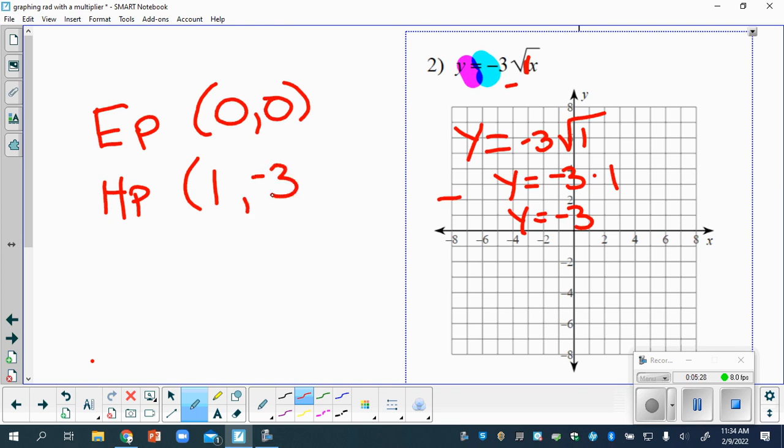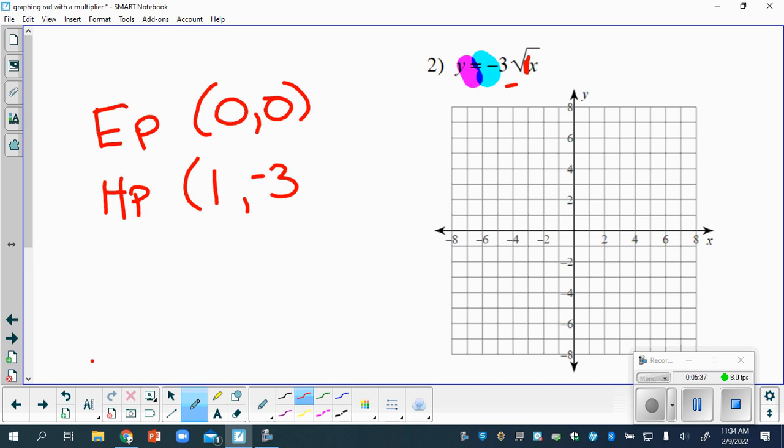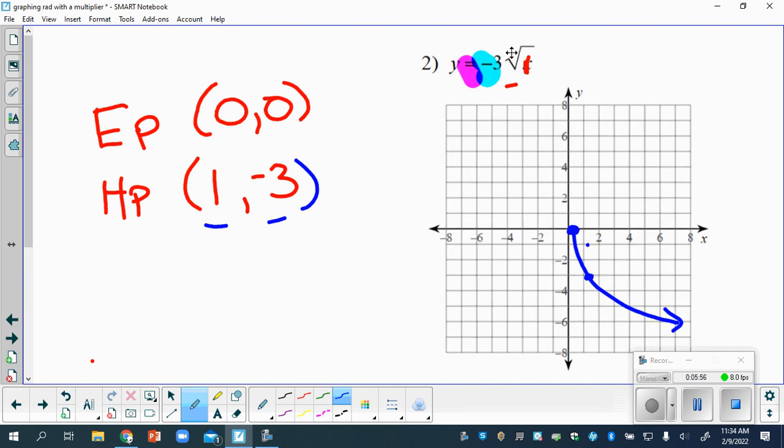So here's his other point. Let's see what it looks like when I graph that. It's going to be pretty cool. Our original endpoint was 0, 0, and this new point is 1, -3. Look what happened. He flips upside down. Are you cool with that? So the numbers in front make him stretchier, and a negative flips him upside down.